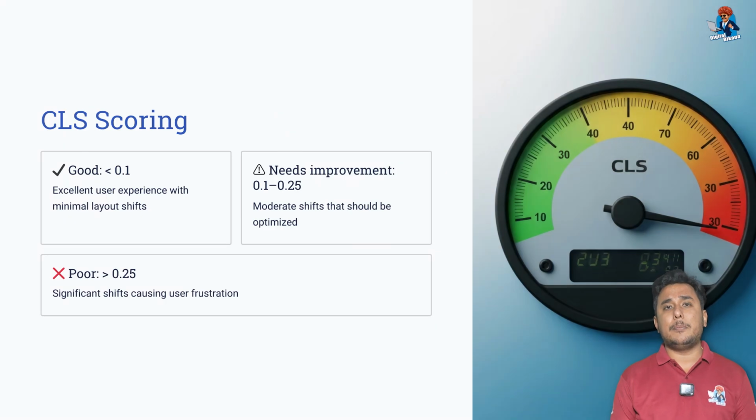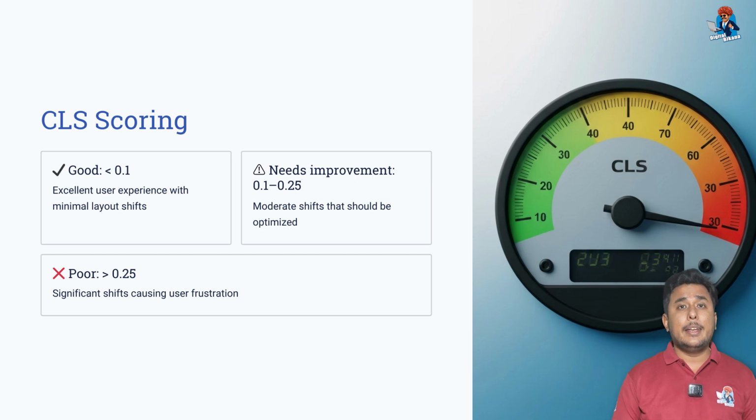Google's scoring system is like this: good is a CLS score under 0.1. Needs improvement is between 0.1 and 0.25, whereas poor is above 0.25.